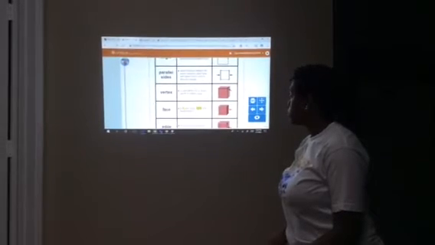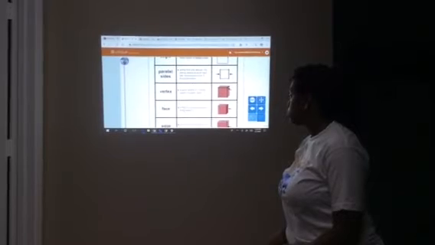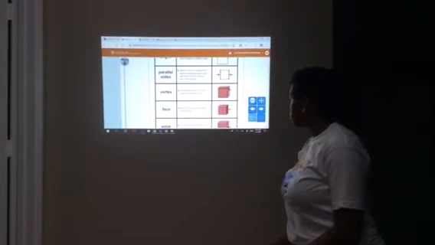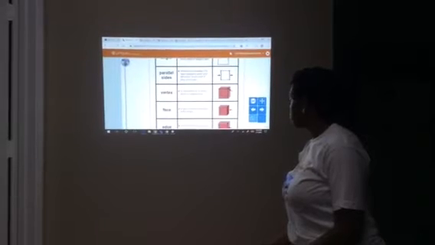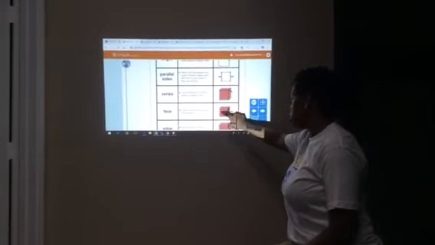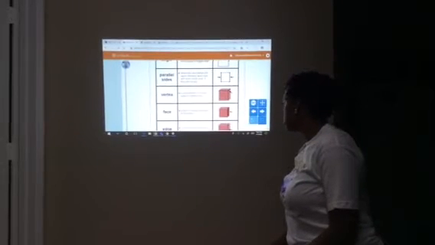Face. A flat or curved side of a solid shape. This is a face. So basically, the front of this square, of this cube, is a face.